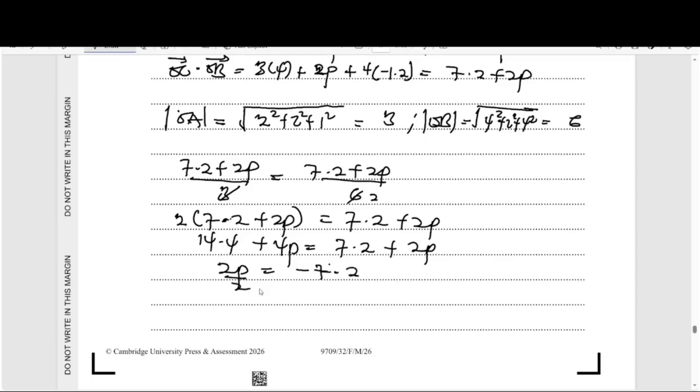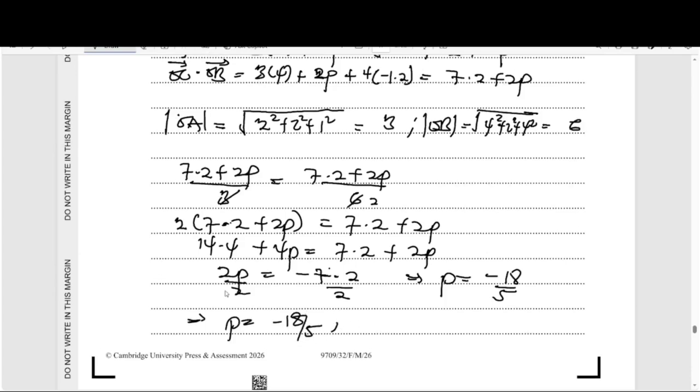Right, now we divide through by 2, and then we find p to be negative 18 over 5. So yeah, p is equal to negative 18 over 5, and then q as found earlier is equal to negative 6 over 5, and these are the answers. So that's the end of the paper.